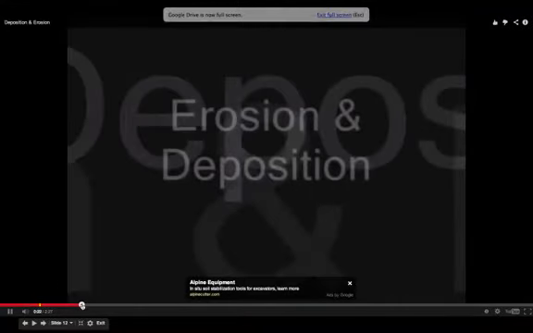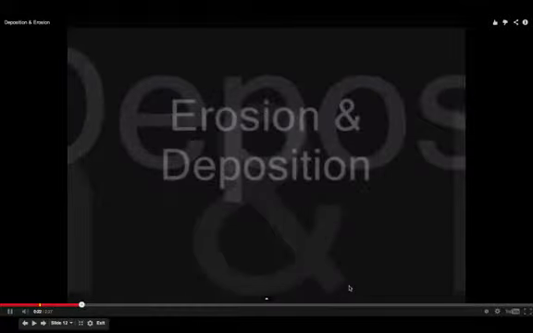When does erosion occur in a coastline environment? Well, erosion occurs constantly in a coastline environment, as can be demonstrated in this video here. The water is eroding the cliffside here.